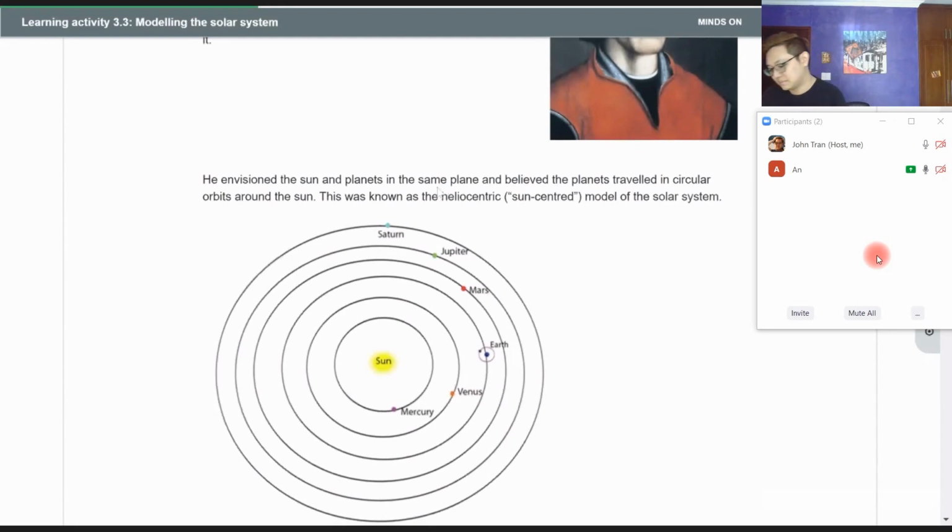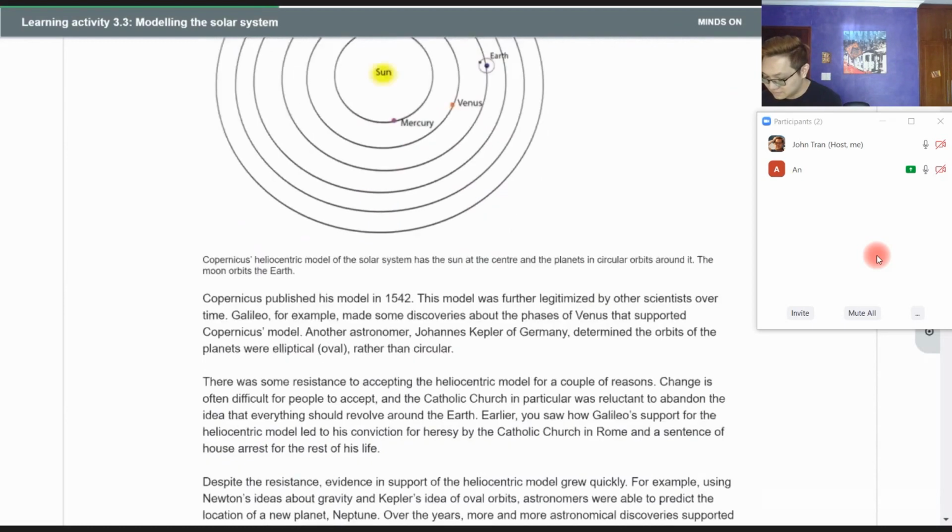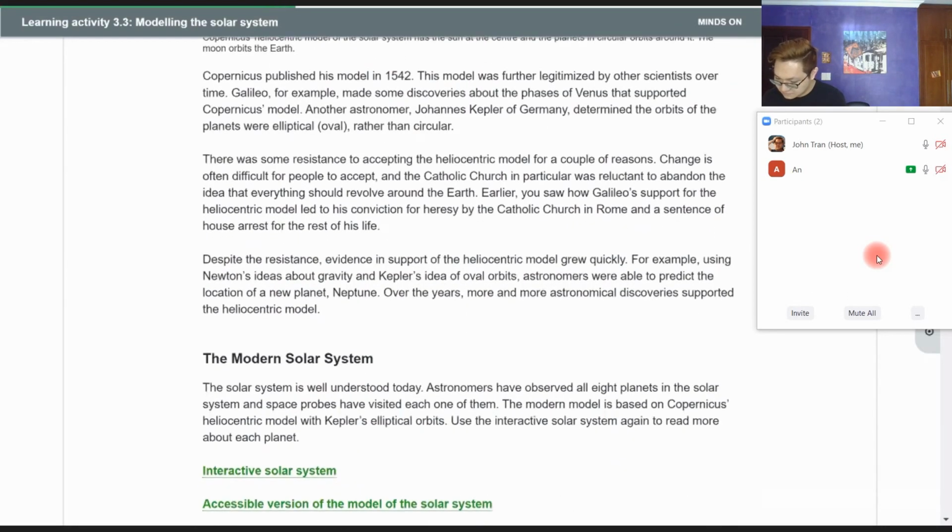Envision the sun and planets in the same plane, and believe the planets traveled in circular orbits around the sun. This was known as the heliocentric, sun-centric, model of the solar system. Copernicus published his model in 1542. This model was further legitimized by other scientists over time. Galileo, for example, made some discoveries about the phases of Venus that supported his model.